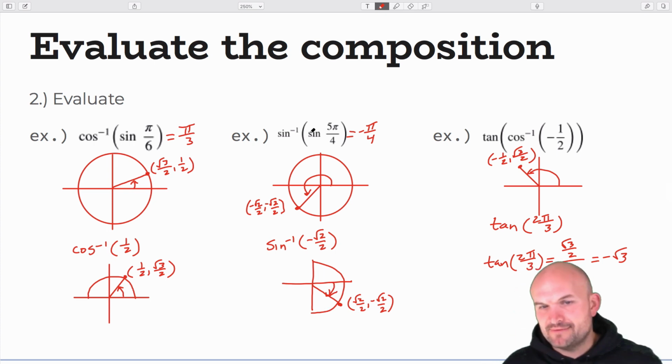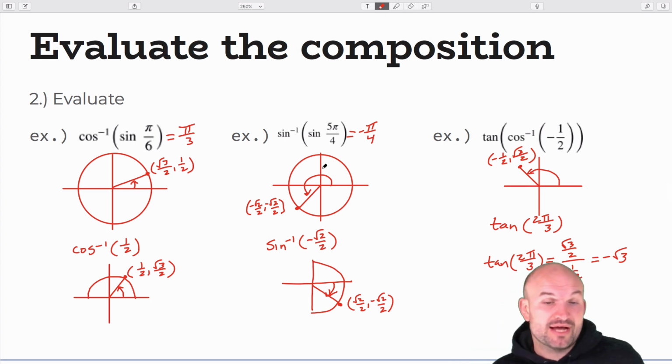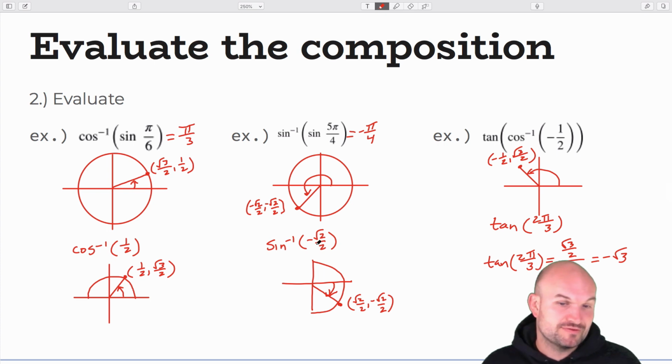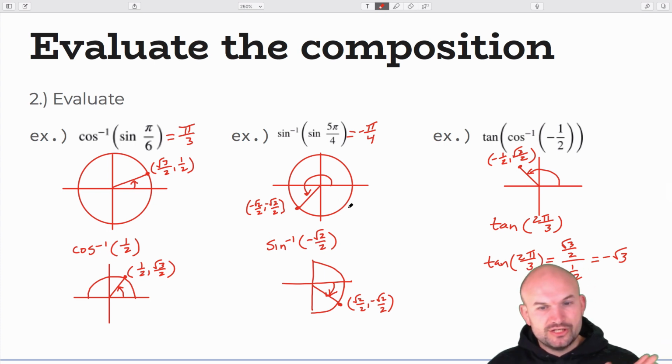So anyways, let's do this again. Sine of 5 pi over 4 is the y coordinate, which is negative square root of 2 over 2. Sine inverse of negative square root of 2 over 2: you can't use that angle, so you're going to use the angle in the fourth quadrant, the negative version of it, which is negative pi over 4. And you can see negative pi over 4 gives you that y coordinate of negative square root of 2 over 2.